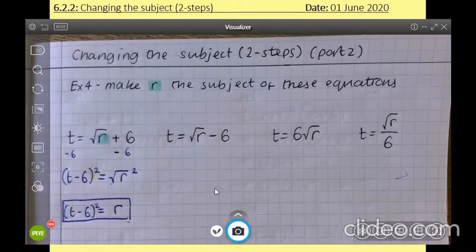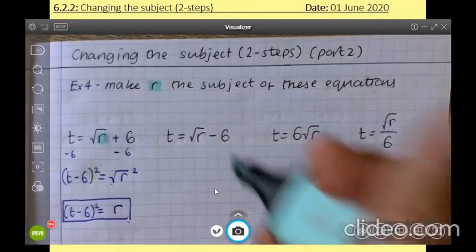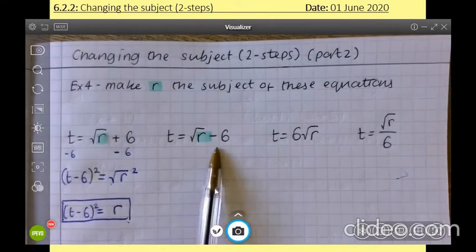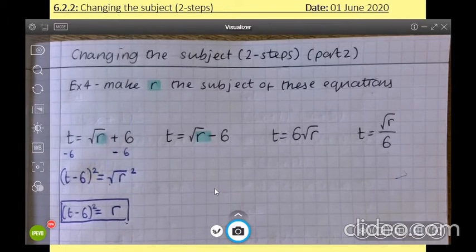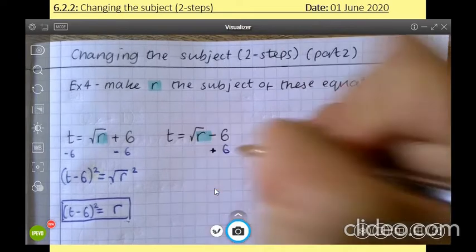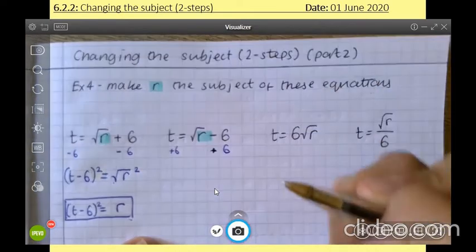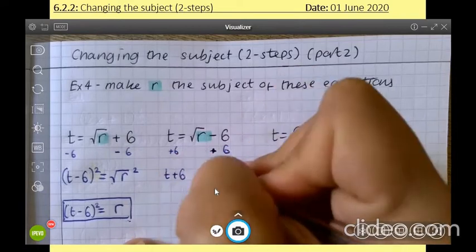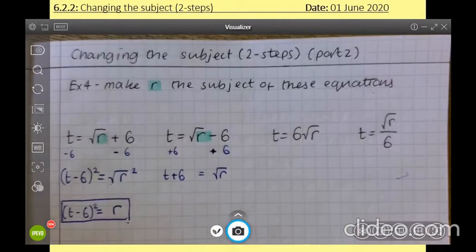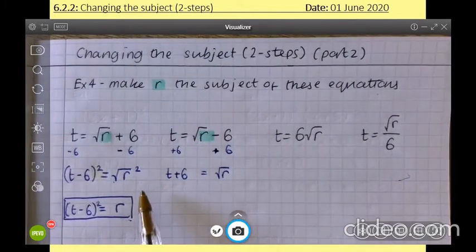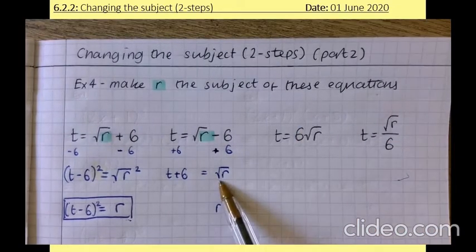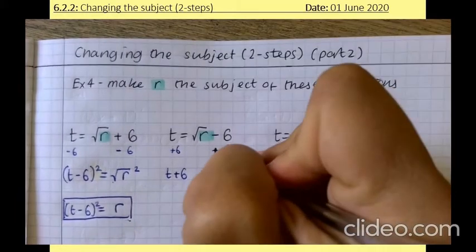In the next one, I've got the square root of r subtract 6. Again, we want to make r the subject. Now r is being square rooted and then 6 is being taken away, in that order, so we're going to work backwards. I'm going to sort out the take away 6. To undo subtract 6, I add 6 to both sides. So I'm going to get t plus 6 equals the square root of r. Now I'm in a very similar position to the previous question. I want the r by itself, but at the moment it's being square rooted, so I have to do the inverse, which is to square it.